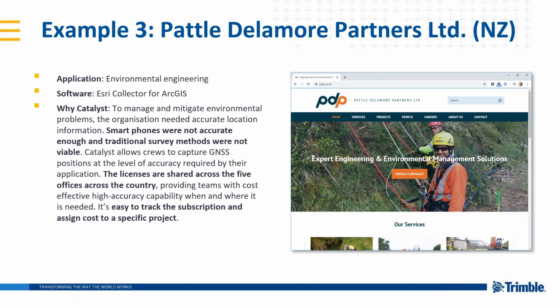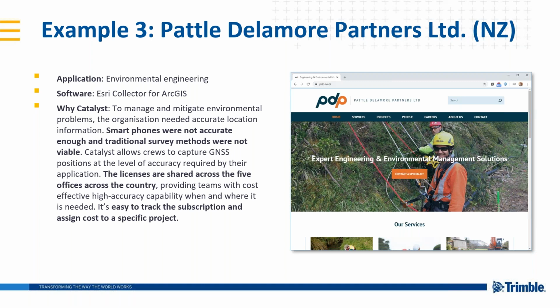So what Catalyst does is it allows them to achieve the level of accuracy, but there's a couple of unique things here which make Catalyst really stand out. They have 5 offices across the country, and they have equipped every office with Catalyst antennas, and they share the subscriptions across the offices up and down the country.